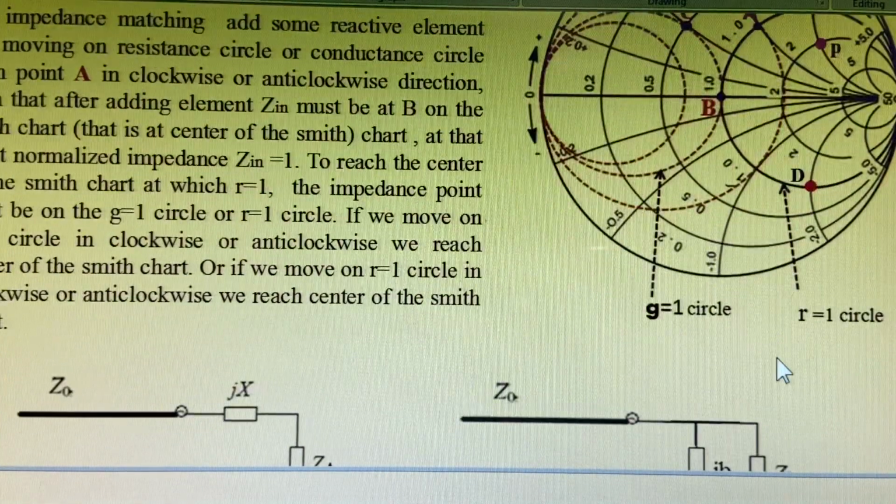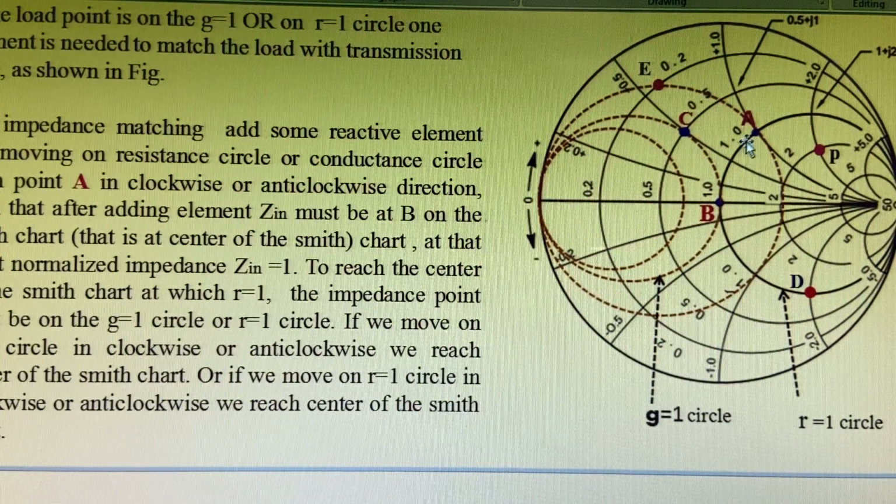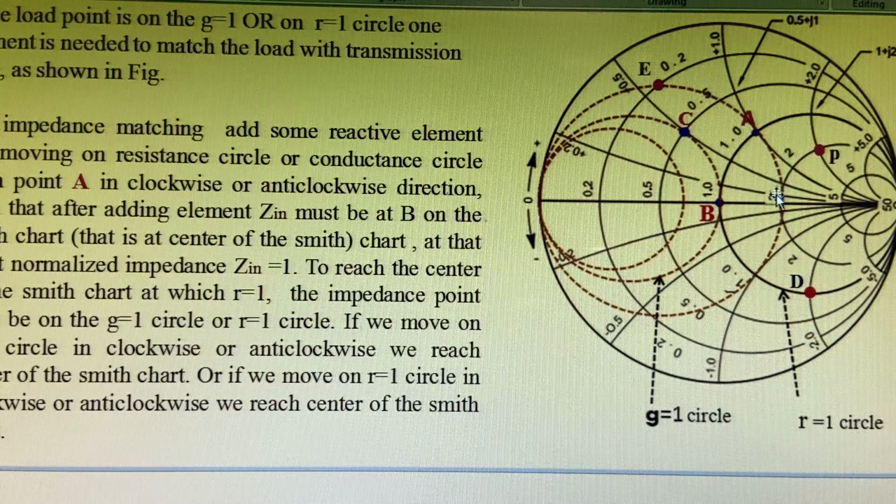Now if the point is not on the R is equal to one circle or G is equal to one circle, as shown in this figure, that is point E. Through this load point E, the resistance circle passing is the R is equal to 0.2 circle, and the conductance circle is the G is equal to 0.5 circle.